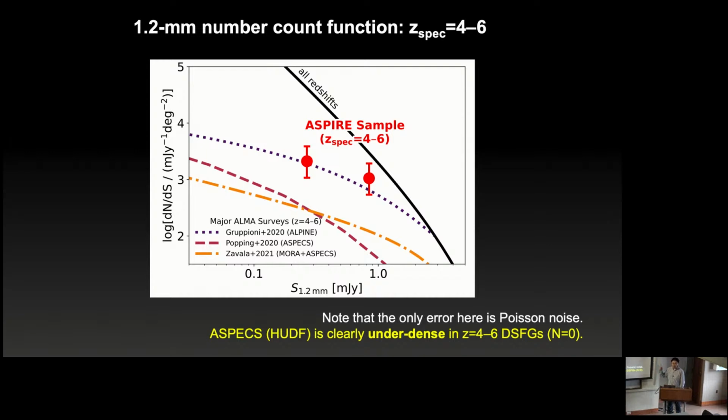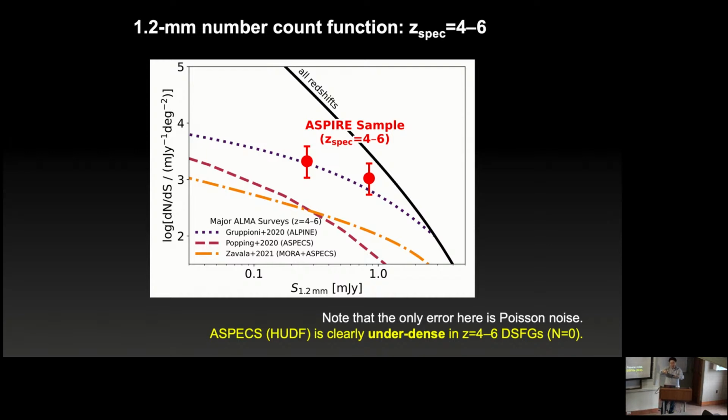We are observing 25 fields, so we average out the cosmic variance through these 25 fields. So most of the uncertainty that I show in this plot, for all measurements, is Poisson noise. We don't have uncertainty from photometric redshift, which is a big concern for this literature sample. And we also average out the cosmic variance. So we immediately find that our measurement is almost 1 dex higher than all of the existing measurements based on the Hubble Ultra Deep Field.